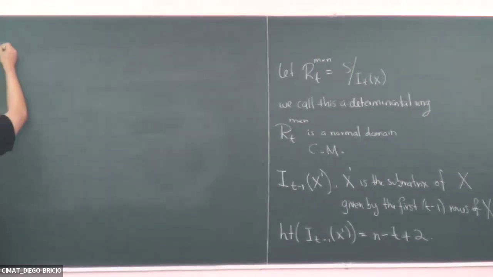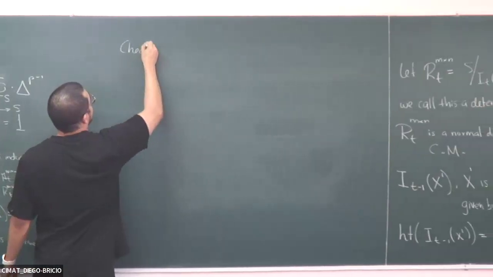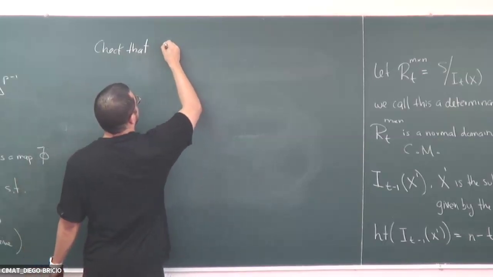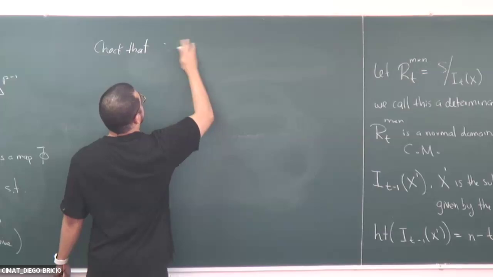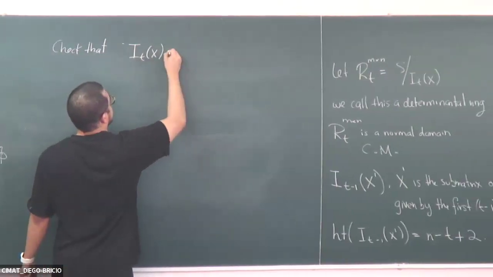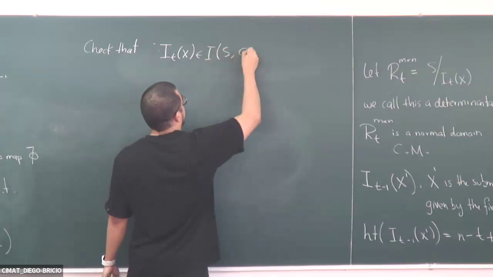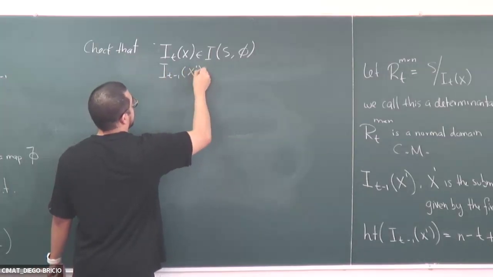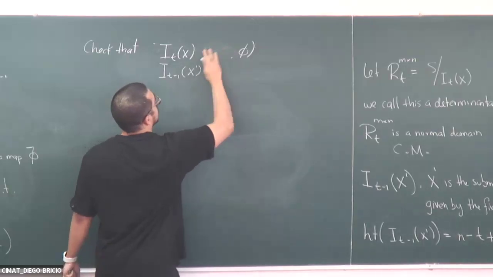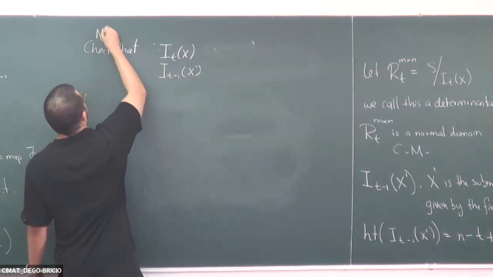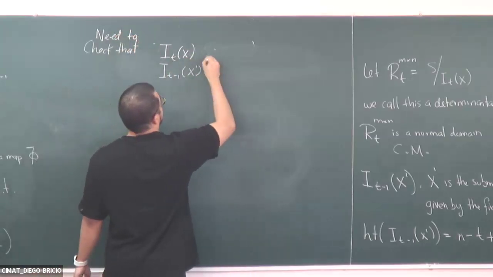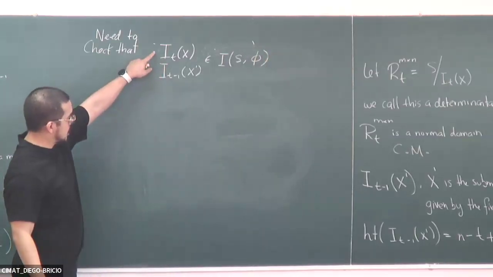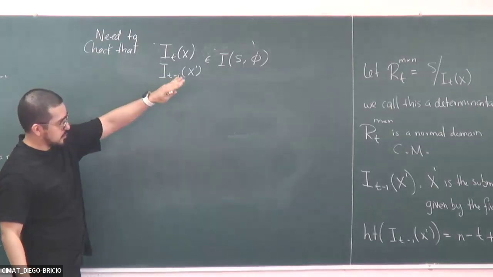So we need to check two things. Check that this ideal is a compatible ideal, and that this ideal is also compatible. So we need it, it will give us the induced map in the quotient, and this will guarantee us the second condition.